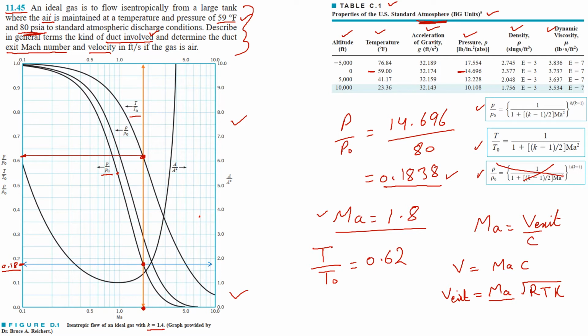We can find the gas constant value for air from the table given at the end of this book, and that value is R equal to 1716 foot-pound per slug degree Rankine. So this is the value of R. We can find the exit temperature from this formula, and k is already 1.4, so we know that. So let's find this exit temperature first.